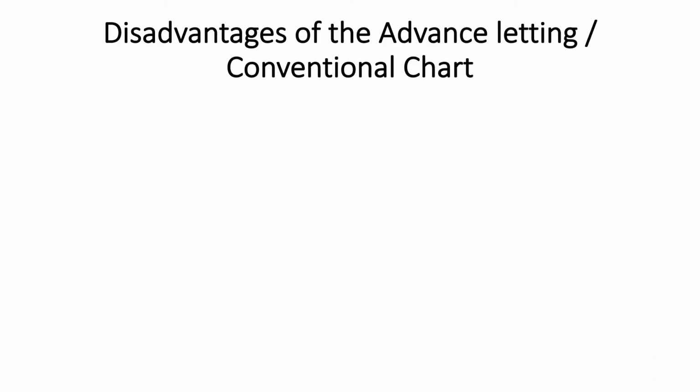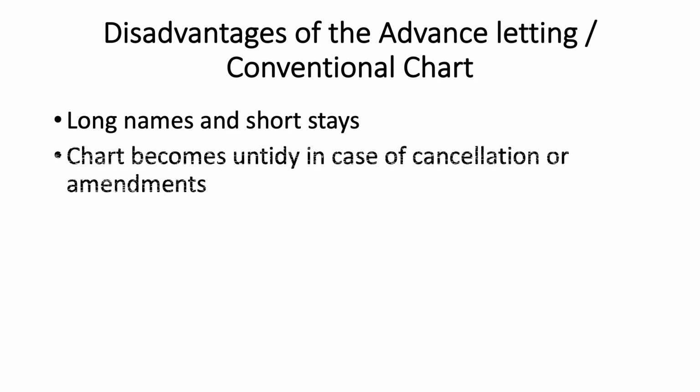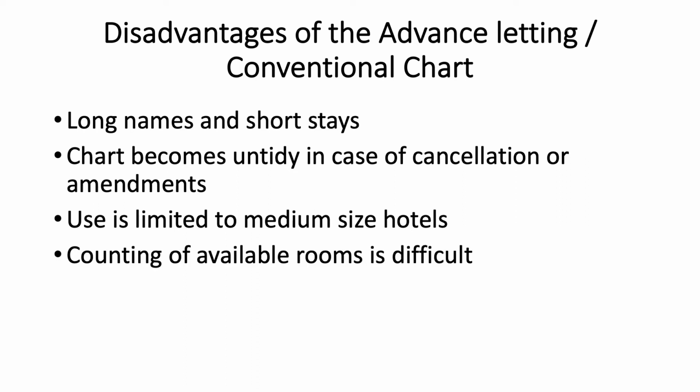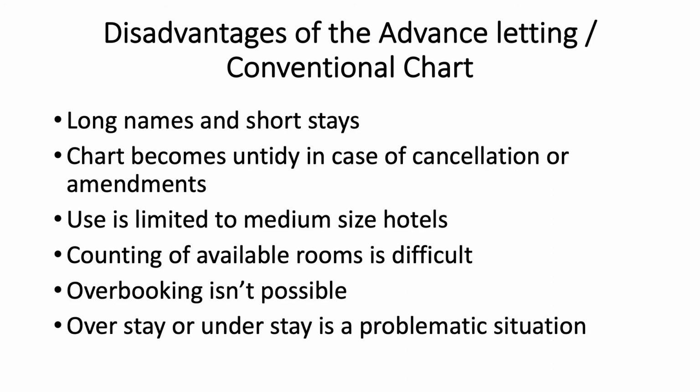Disadvantages of advance letting chart or a conventional chart. There are problems in case of long guest names and short stays. The chart becomes untidy in the case of cancellation and amendment. Its use is limited to medium-sized hotels. Counting of availability of room is difficult. No overbooking can be taken. Specific rooms are pre-assigned to guests, which creates a problem in case of overstay or understay.